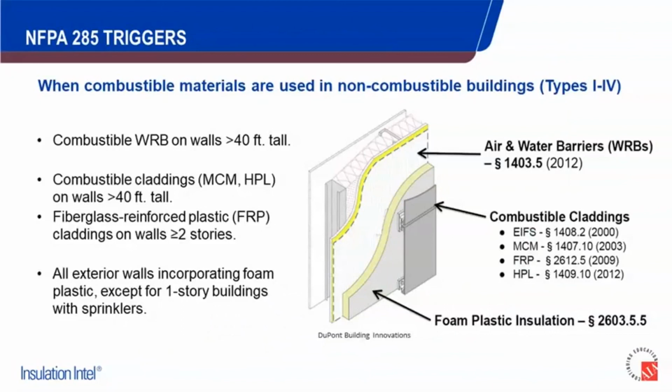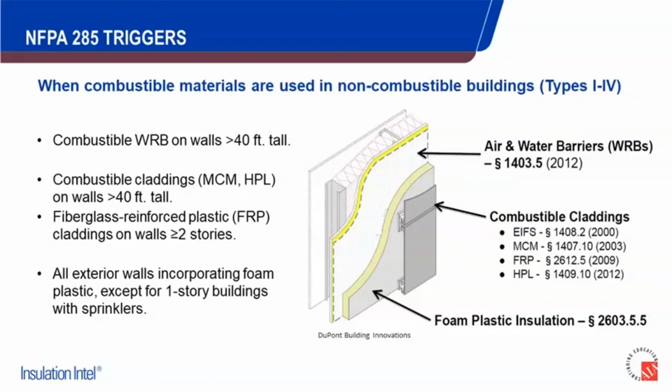It comes into play when we're introducing combustible materials into Type 1 through 4 structures that dictate non-combustible exterior wall materials, if not fully non-combustible structures. The 3 most common trigger points are called out on the right, where we most often see the introduction of combustible materials in an exterior wall assembly. Could be your air and water barriers, which were included in IBC back in 2012, now subject to NFPA 285 testing.